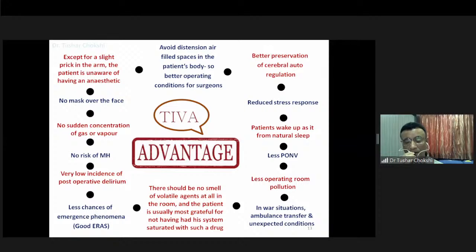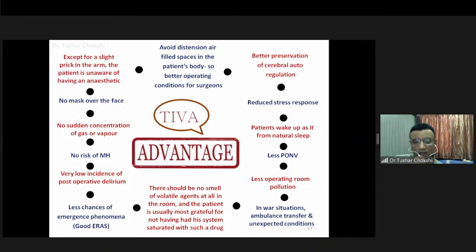Reduced stress response. I know when I was practicing 20 years back without vaporizers like the Goldman vaporizer, at the end of the day I was stressed, and the smell was coming from my clothes when I went home. I was a little bit sleepy. But nowadays all this has changed because of the newer anesthesia workstations and these TIVA TCI agents. The patient wakes up as if from natural sleep. There is less operating room pollution, so it's planet well-being also with TCI TIVA.